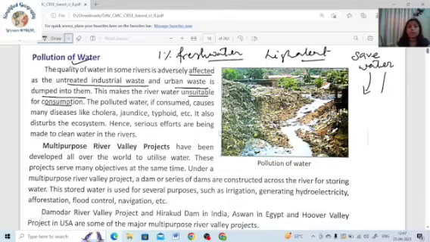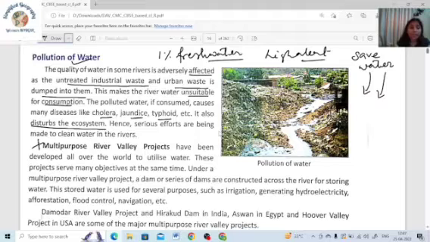Otherwise, we will be unable to have water, which is very necessary for our survival. The polluted water, if consumed, causes many diseases like cholera, jaundice, typhoid, etc. It also disturbs the ecosystem, hence serious efforts are being made to clean water in the rivers.